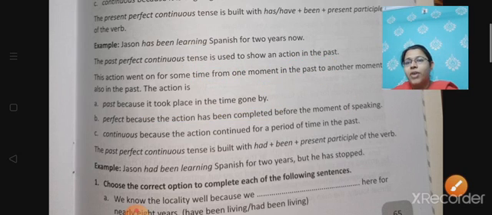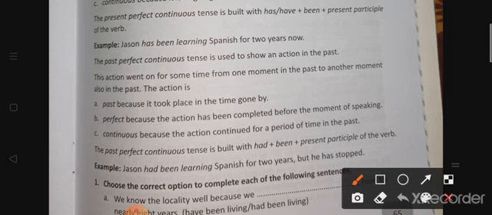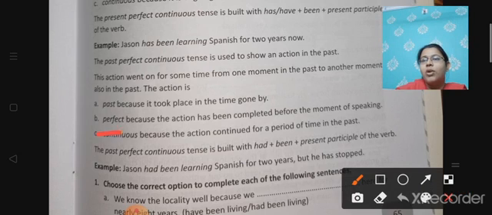Perfect because the action has been completed before the moment of speaking. We call it perfect because that action just completed before the moment of speaking. मतलब जब हम बात कर रहे हैं उसके थोड़े ही टाइम पहले वो एक्शन ख़त्म हो चुकी है. Okay, that's why we call it perfect tense.